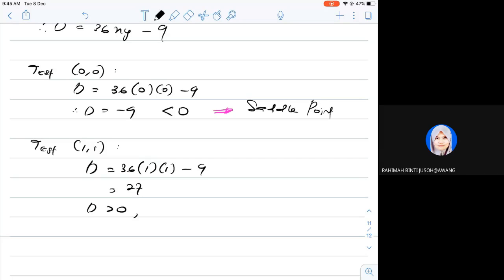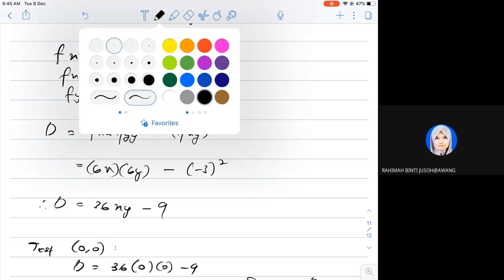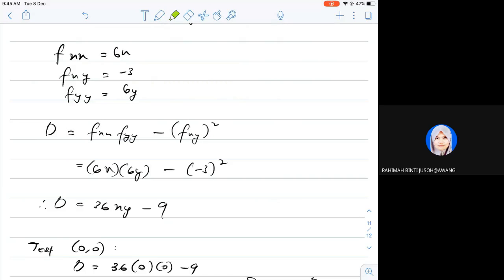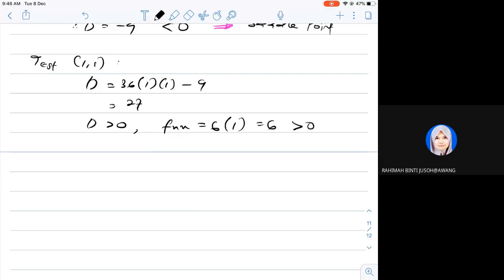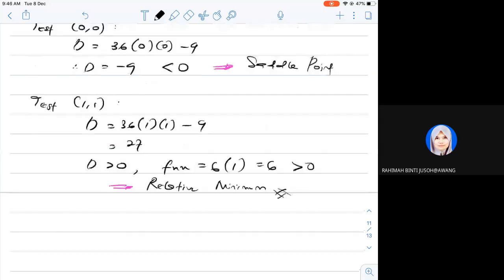So what happens when d is positive? We should double check with fxx. You need to find fxx. fxx equals 6x. So fxx equals 6x; x is 1, so it equals 6. So again, fxx is also greater than 0. So what happens when both d and fxx are greater than 0? What's the conclusion? Relative minimum. Yes, very good. Well done. Okay, that's it. That's the answer.